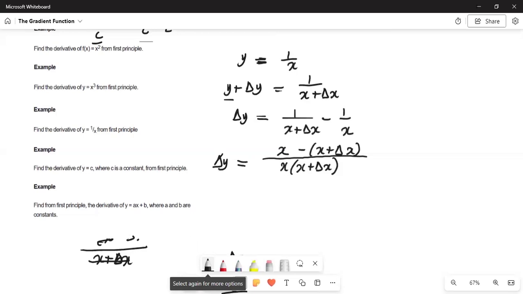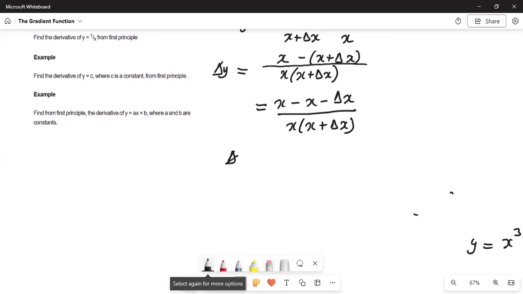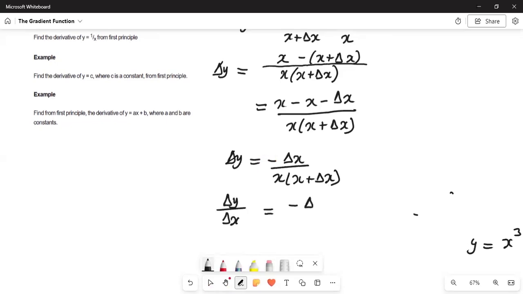Okay, now let's open up these brackets. So this will be x minus x as this minus 1 over x times x plus delta x. Now x minus x is 0, which means delta y is equal to negative delta x over x times x plus delta x. Now dividing both sides by delta x will be negative delta x over x times x plus delta x divided by delta x.